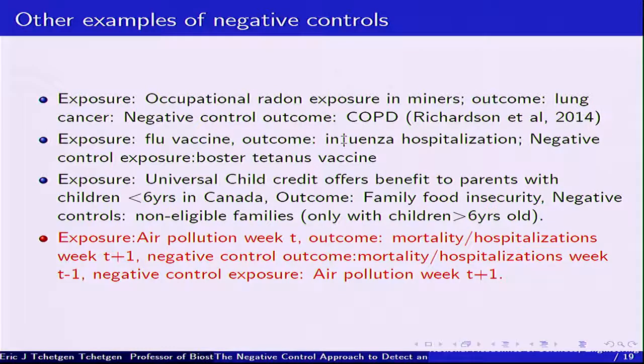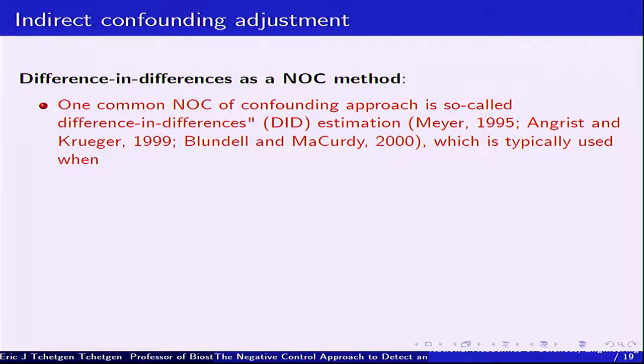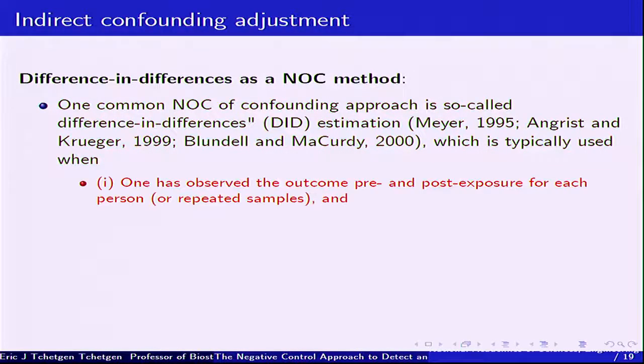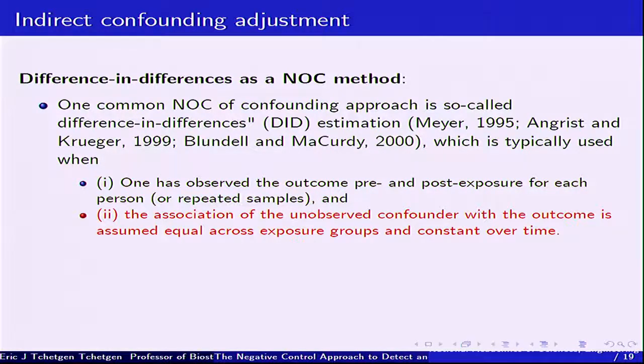Could you ever go an extra step and actually account for the unmeasured confounding using the negative control? In fact, this is not a new idea. If you're familiar with it, it's very popular in econometrics, the difference-in-differences, DID, design. It's actually formally a negative outcome control approach. The idea is, under two conditions: one, that one has observed the outcome pre and post exposure for each person or in repeated cross-sectional samples, and two, the association of the unobserved confounder with the outcome is assumed equal across exposure groups and constant over time.